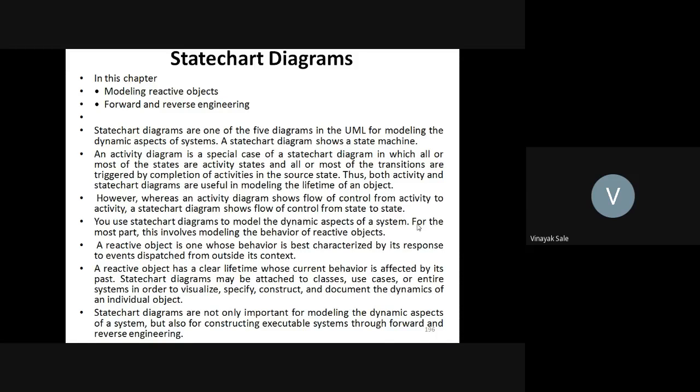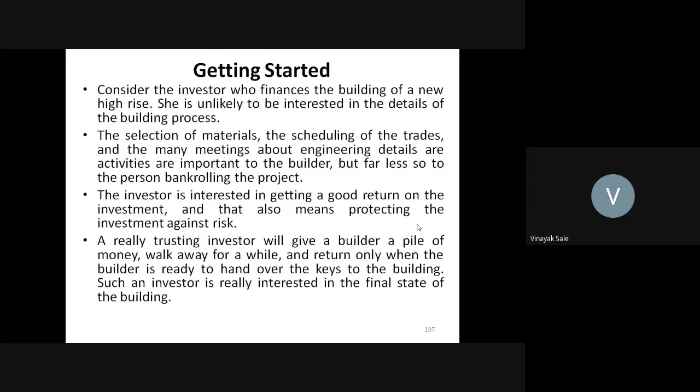State chart diagrams may be attached to classes, use cases, or entire systems in order to visualize, specify, construct, and document the dynamics of the individual objects. State chart diagrams are not only important for modeling the dynamic aspects of the system but also for constructing executable systems through forward and reverse engineering. So, what is a state chart diagram?